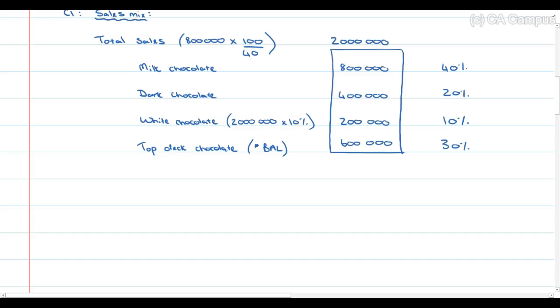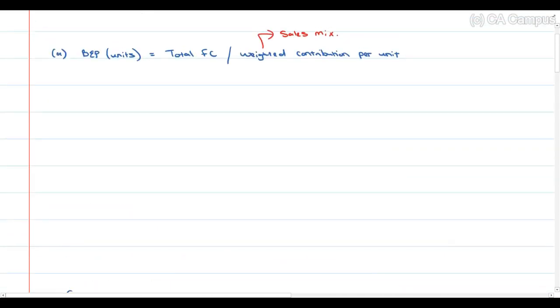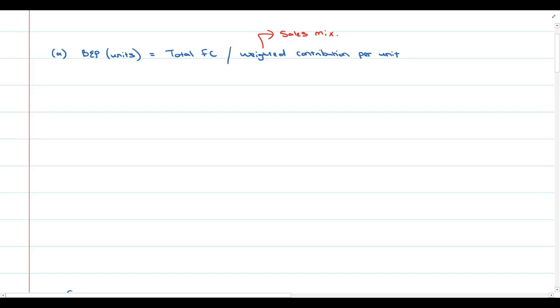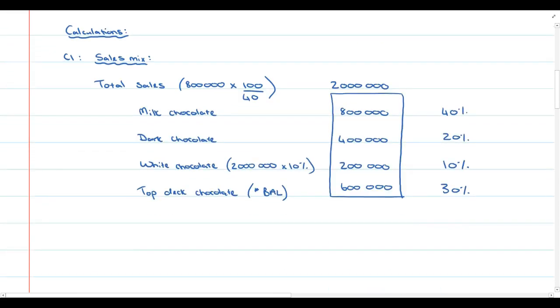That is the sales mix that we are going to use to calculate the weighted contribution per unit. And it's also the sales mix that we are going to use right at the end. After we've calculated the break-even point for the company as a whole, we are then going to use the sales mix to split it between the 4 different products, because in the required, you are specifically told to calculate the break-even point in units for each chocolate produced. So not just the break-even point in total, but for each chocolate. So we'll use that sales mix to split the break-even point between the 4 different chocolates. Okay, so that calculation you obviously needed to perform up front.